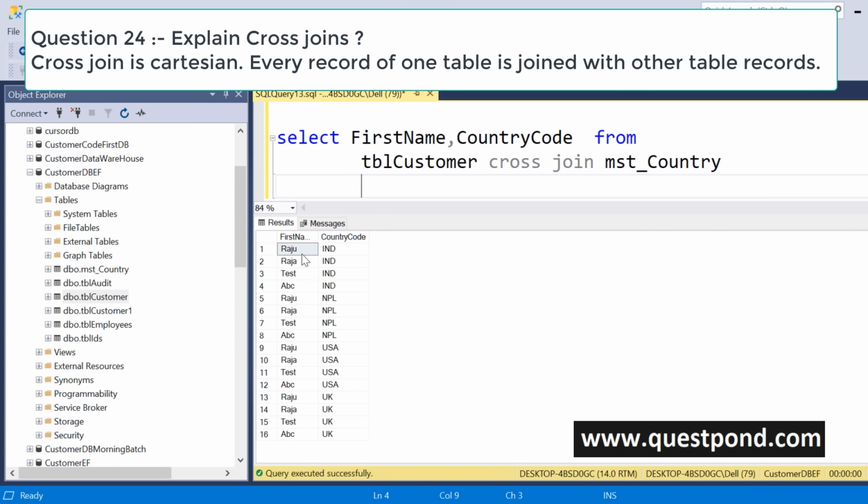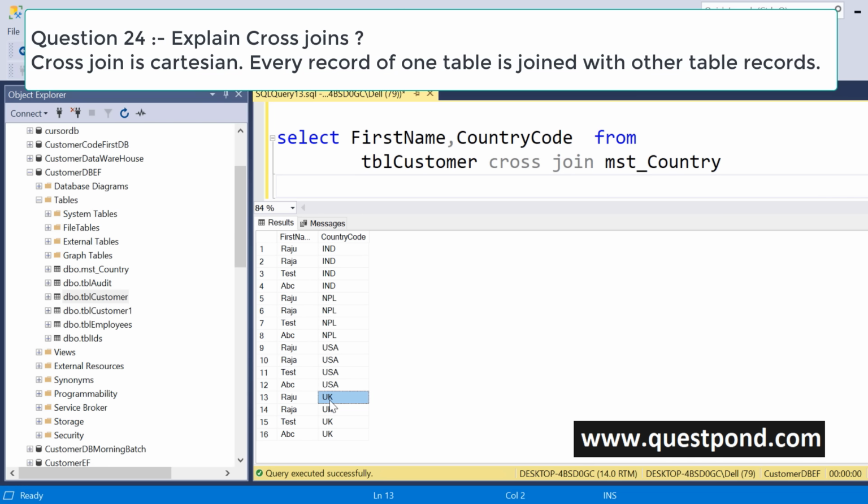So you can see here, Raju, he has made an entry with IND. Raja, he has again said IND, test IND. Raju with NPL, Raju with USA, Raju with UK. So every record of the customer table is joined with every record of MST underscore country. So this is called as the Cartesian product.